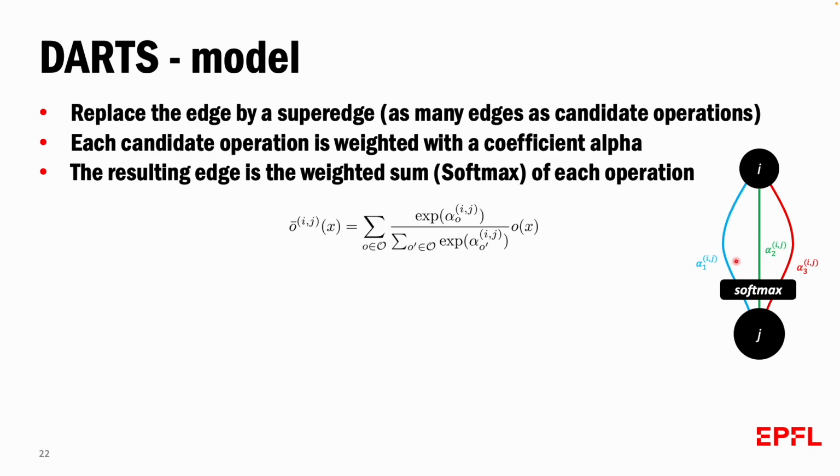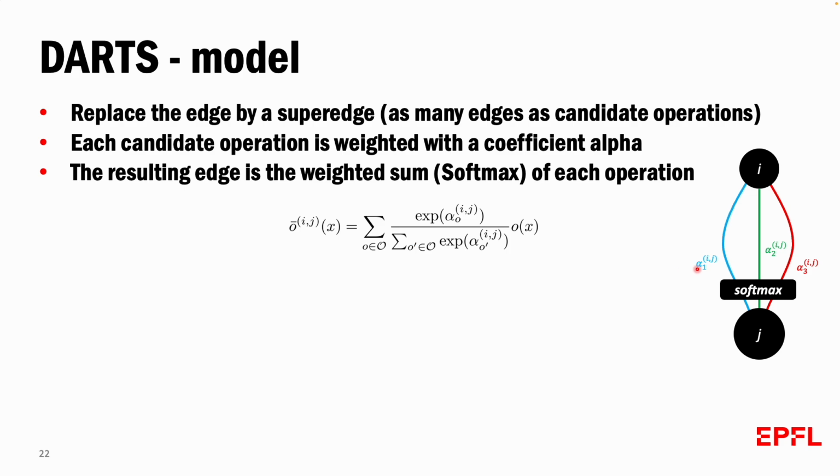Each edge is weighted by a real number, alpha. And then the output of the super edge is basically the weighted sum of the output of the three operations associated with each edge. And how do we weight each operation? We basically take the softmax over the alpha so that we get a probability distribution, and the weights sum to 1. Okay, those alpha are learnable parameters, and they're going to learn basically the architecture.